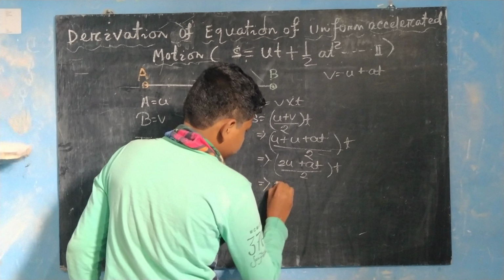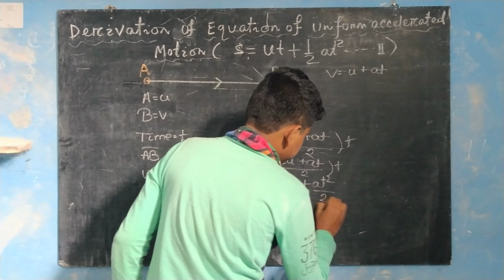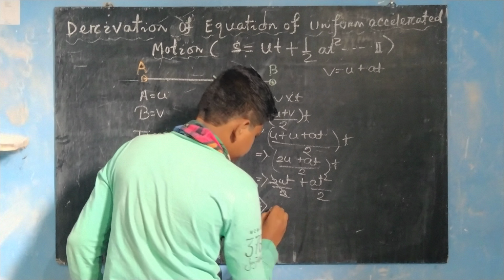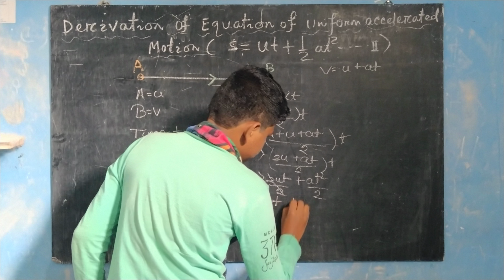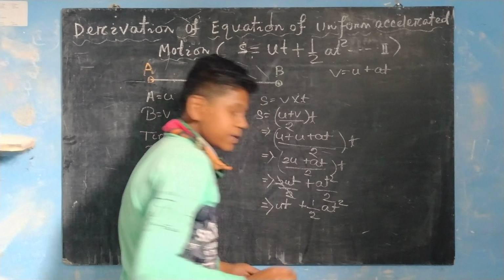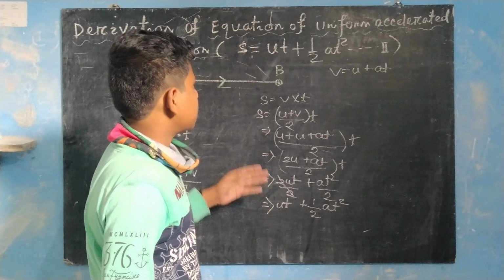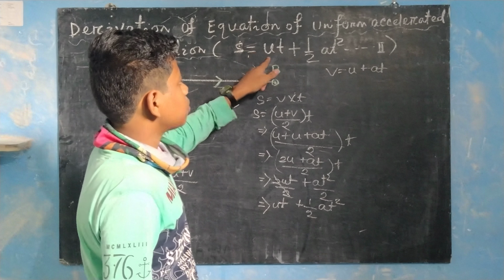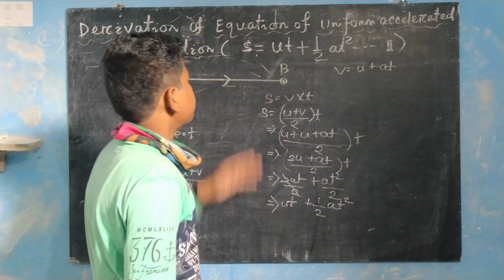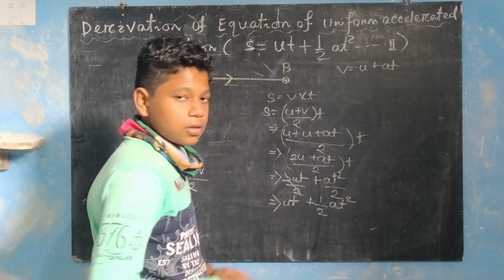Then 2ut by 2 plus at square by 2. Then 2 cancels, that is ut plus half at square. So friends, we have derived the equation s equals ut plus half at square. That is the second equation of uniform accelerated motion. Thank you.